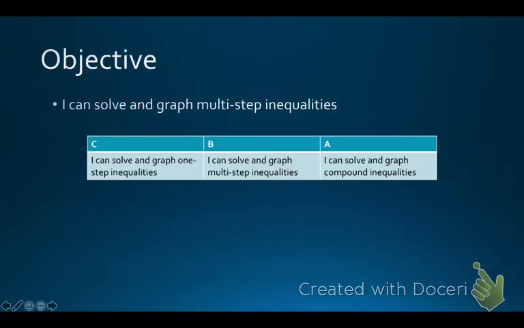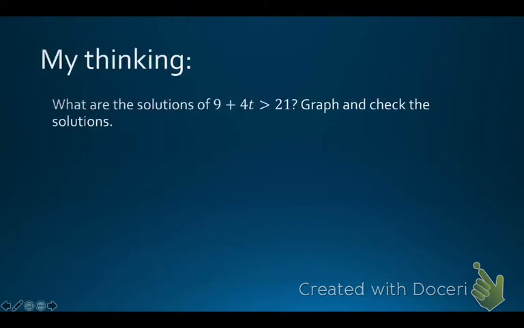Today, we will be able to solve and graph multi-step inequalities. All right, so if you can solve multi-step equations, which you are really good at, multi-step inequalities are not much different. We just now have an inequality symbol instead of an equation symbol. So, what are the solutions of 9 plus 4t is greater than 21? Graph and check the answers, or check the solutions.